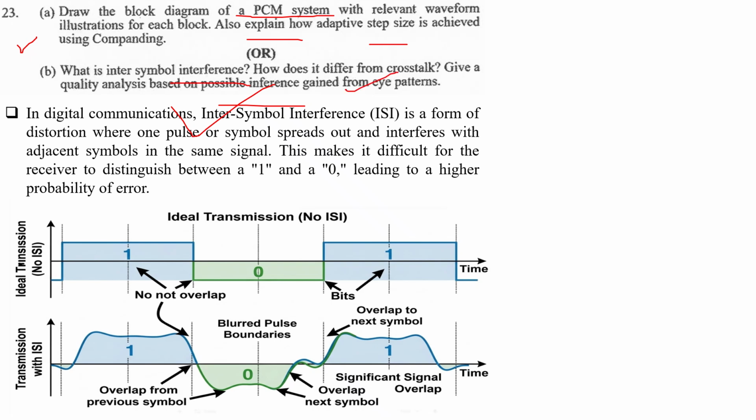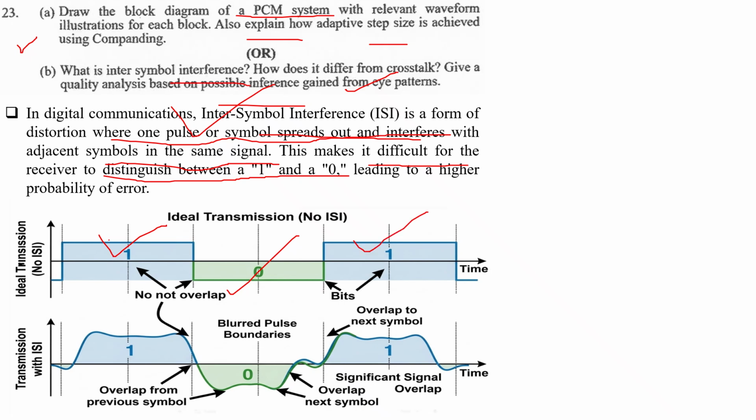So in digital communication, ISI is a form of distortion where one pulse or symbol is spread out and interferes with the adjacent symbol in the same signal. This makes it difficult to distinguish between the 1 and 0. Right, so this is the ideal case. See here, this is the very ideal one. This is 0. This is 1. This is a very ideal case.